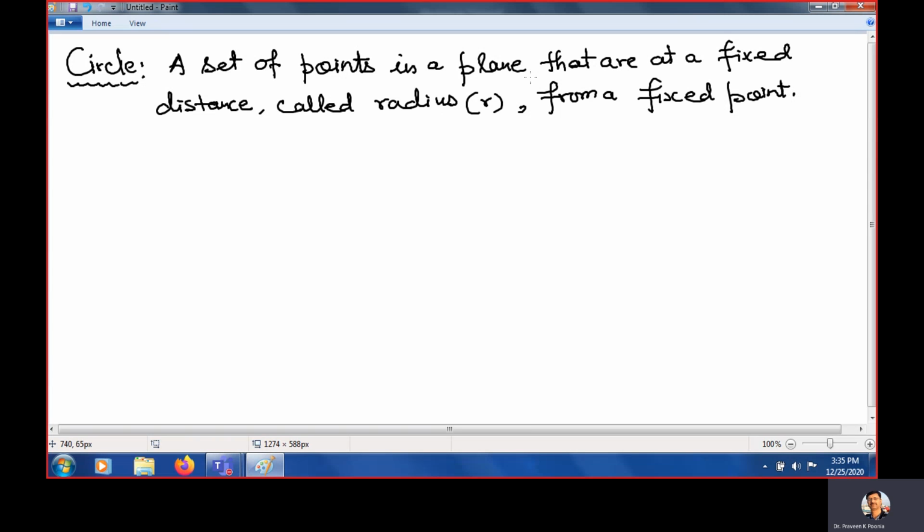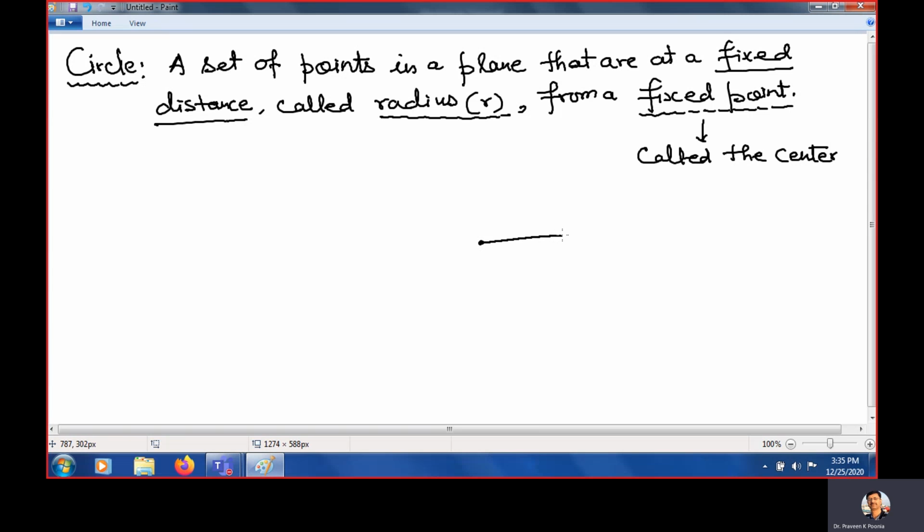So we are talking about three things here. First, the fixed distance. Then it is called the radius, and this fixed distance is from a fixed point. Clear? And this fixed point is called the center. So if this is the point, this is the center. If we take this distance, this distance, this distance, and join these points, then the structure thus formed is called a circle.